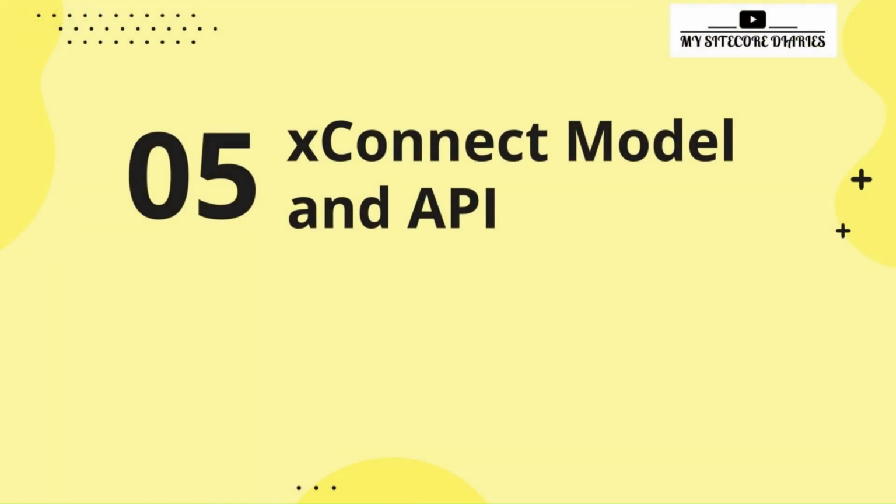So we have just gone through the contacts, interactions, facets. This is just an introduction of those things, but we will have a separate video on those things in detail. For the scope of this video, we are just understanding what those concepts are, the definitions of contacts, interactions, events, etc. Now we are going to see the xConnect model and API.